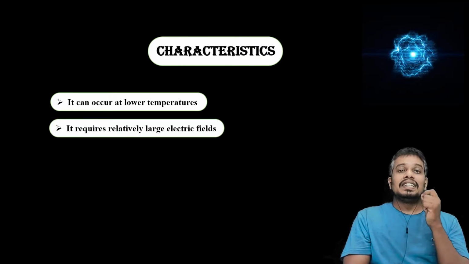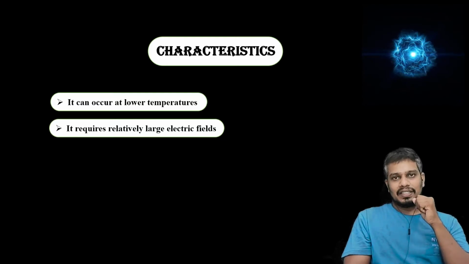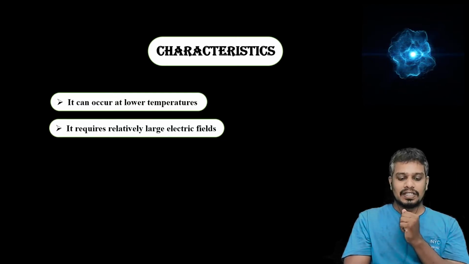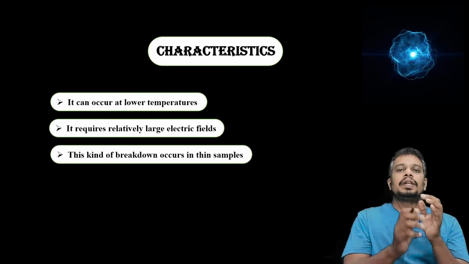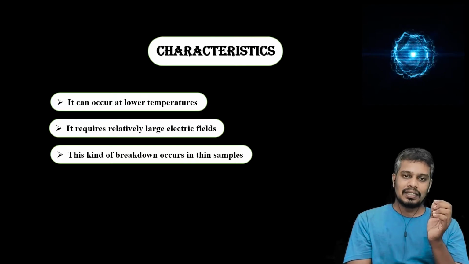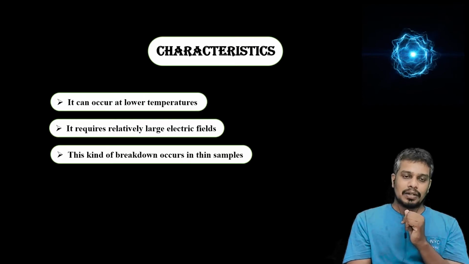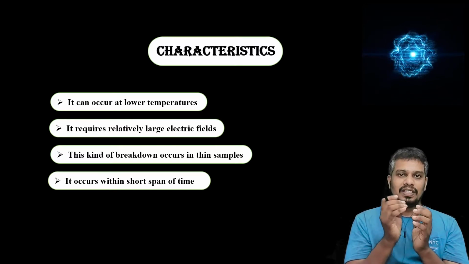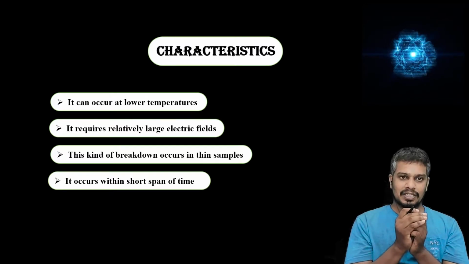Then it requires relatively large electric fields. You have to give around the interatomic field strength. Then this kind of breakdown occurs in a thin sample. We should not take a thick sample, then avalanche breakdown won't occur. It occurs within a short span of time. Within a fraction of the time, the breakdown occurs.